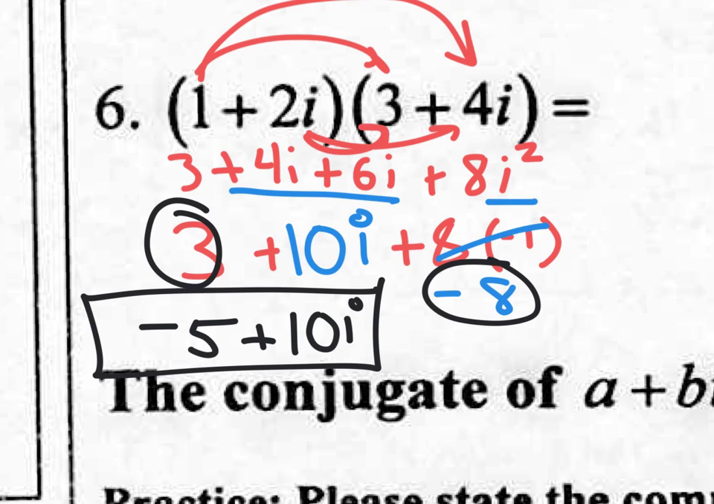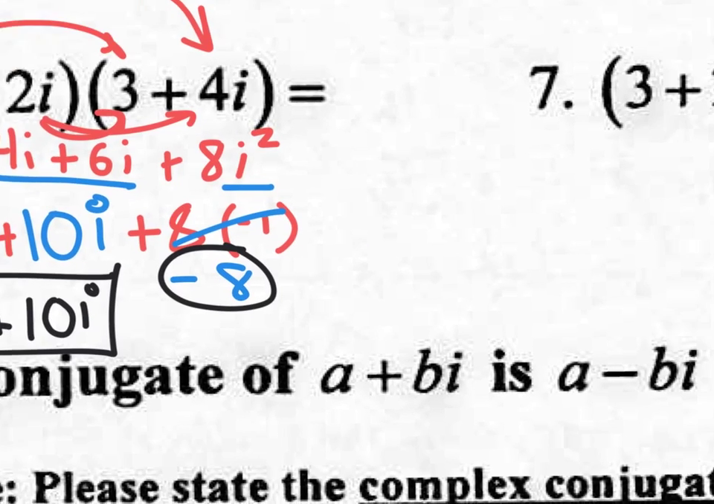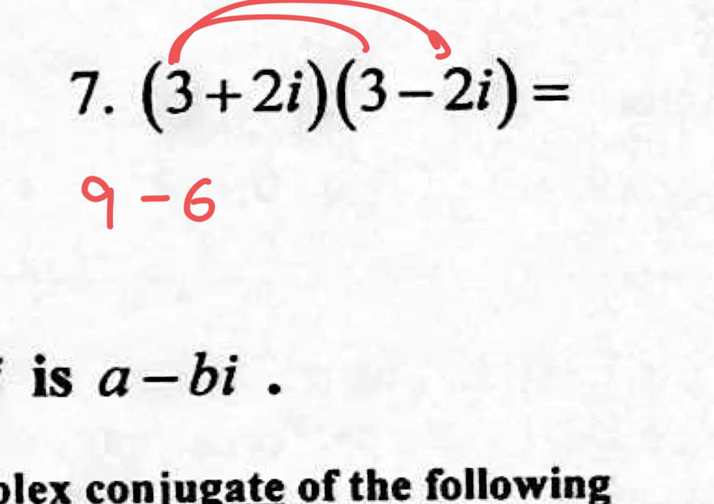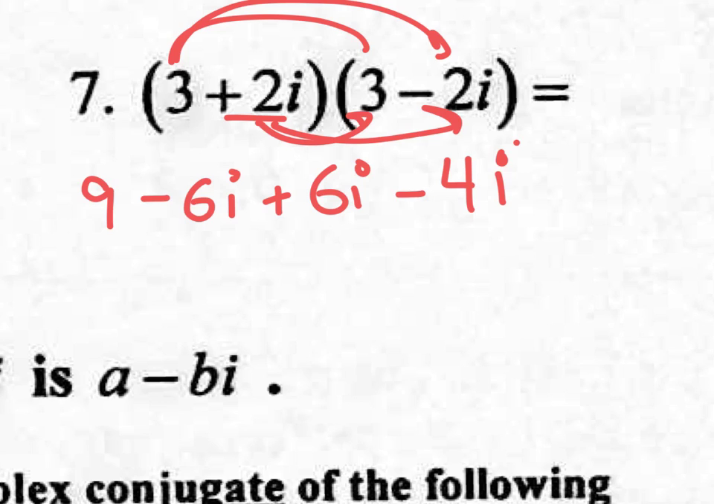Now let's get to something really awesome. I think it's awesome. These binomials almost look the same, don't they? The only difference is that one has a plus, one has a minus. So let's watch the magic that happens here. 3 times 3 is 9. 3 times negative 2i is negative 6i. And then positive 2 times 3, that's positive 6i. And then positive 2i times negative 2i is negative 4 with an i squared.